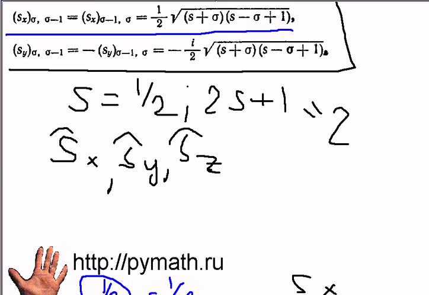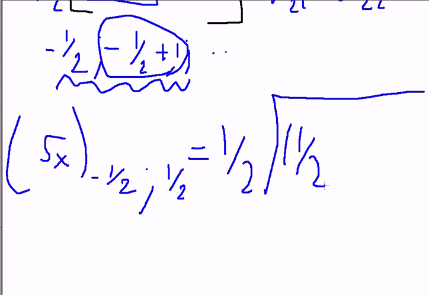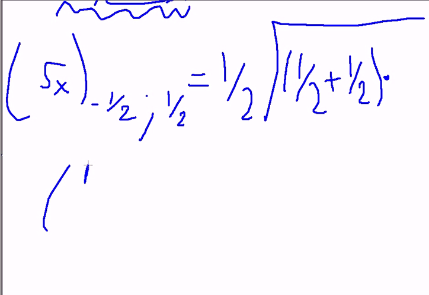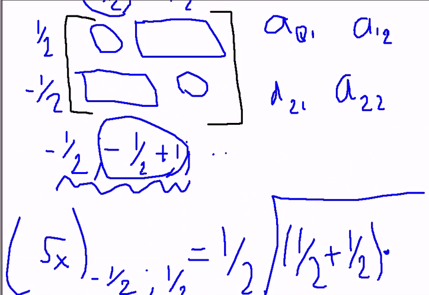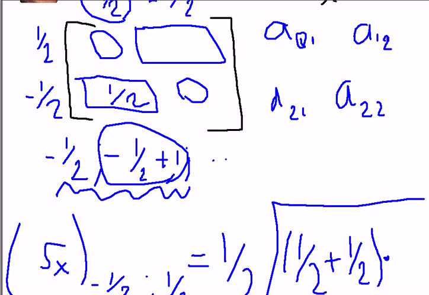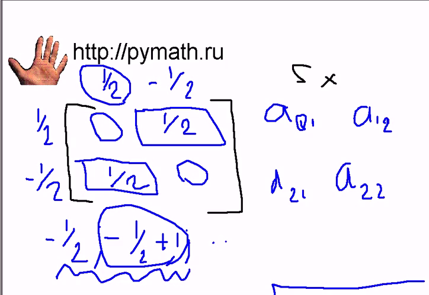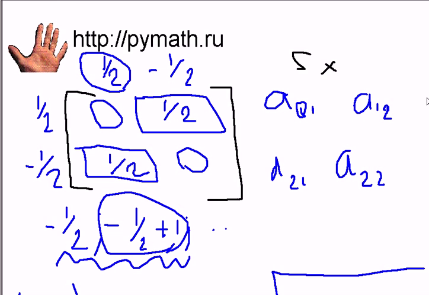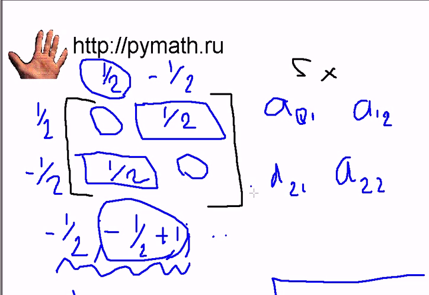is equal to the element 1, 2, the square root of the following expression: the total value of spin plus the value of projection, multiplied by the difference between the total spin and the projection, plus 1. And it's equal to 1 divided by 2. And let me write it. From this, we understand that these elements are equal, that's why we gain here 1 divided by 2. Of course, we can normalize all of these vectors, but it's not a question of our problem, that's why we'll leave this matrix in this form.